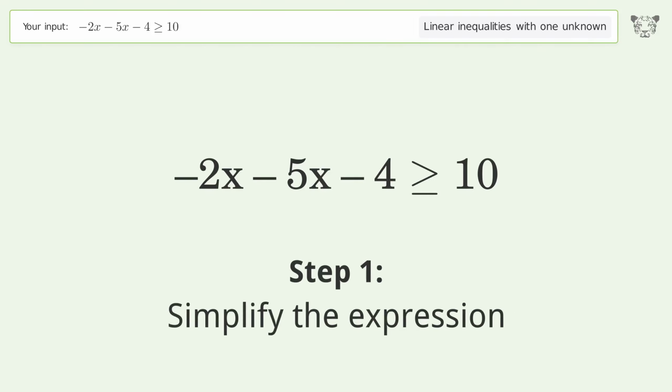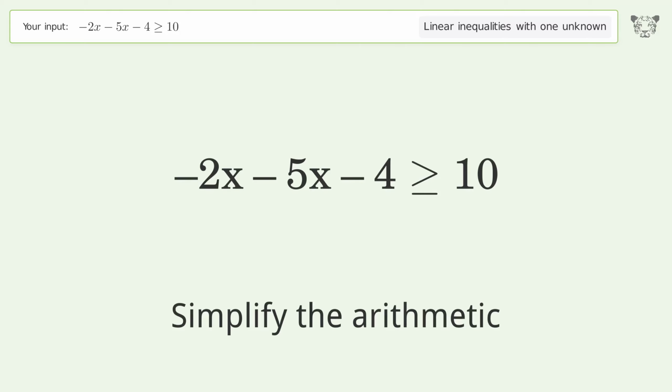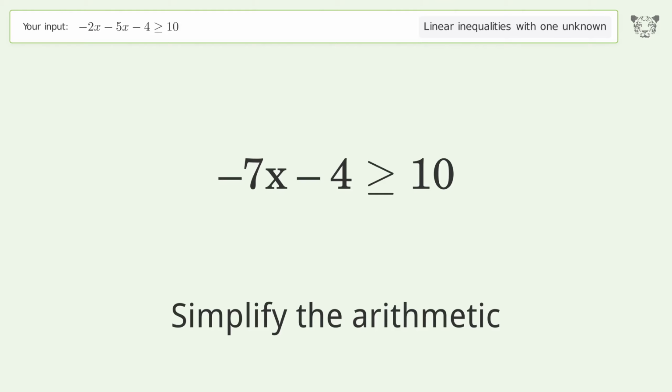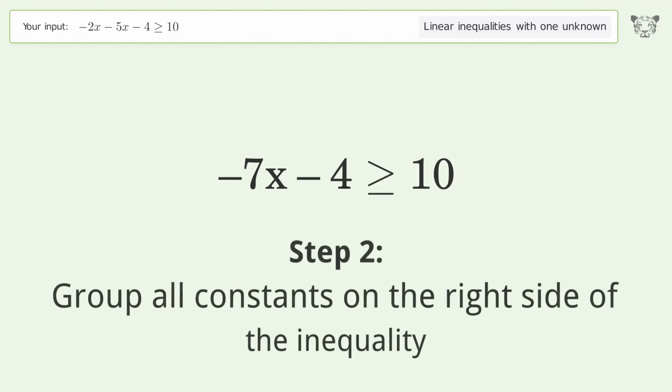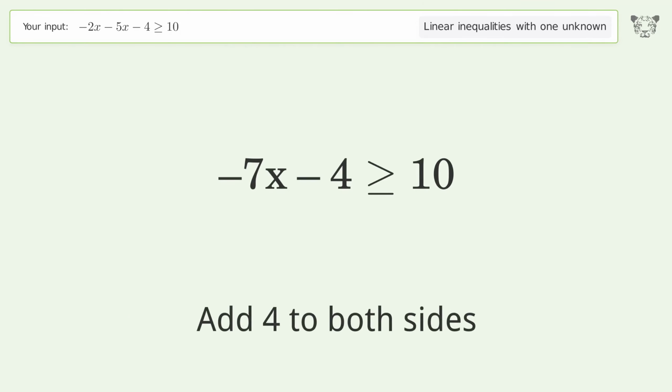Simplify the expression. Simplify the arithmetic. Group all constants on the right side of the inequality. Add 4 to both sides. Simplify the arithmetic.